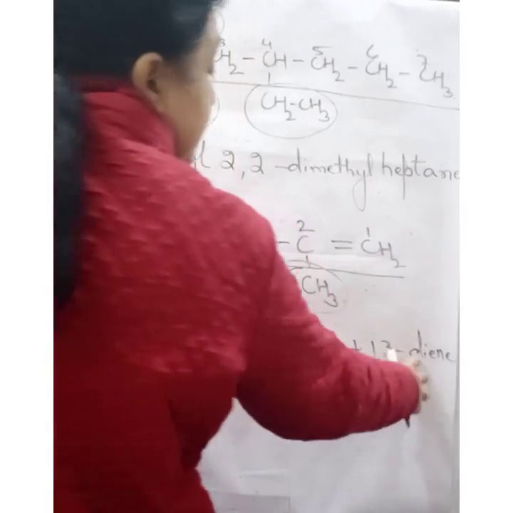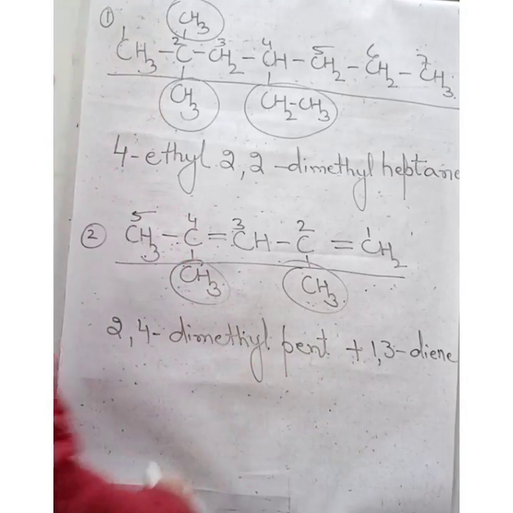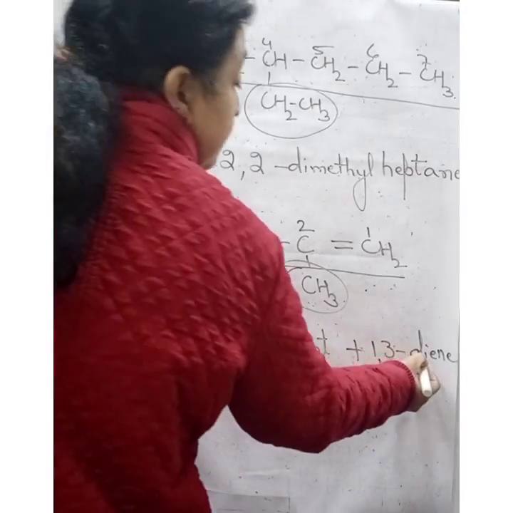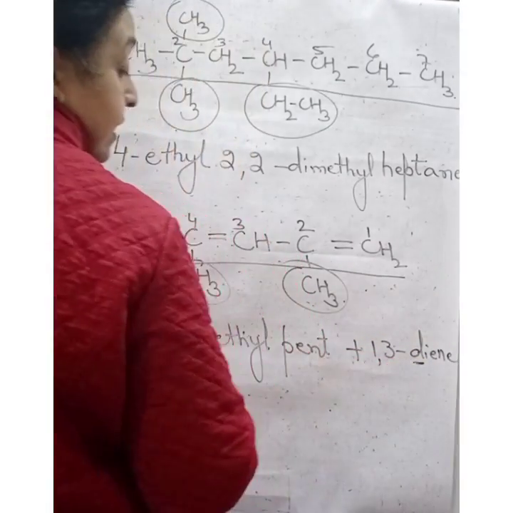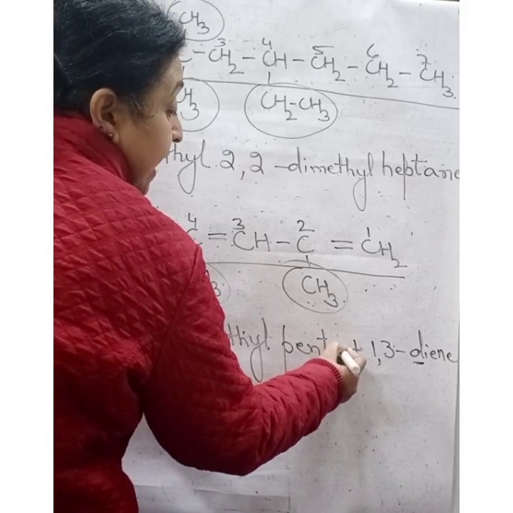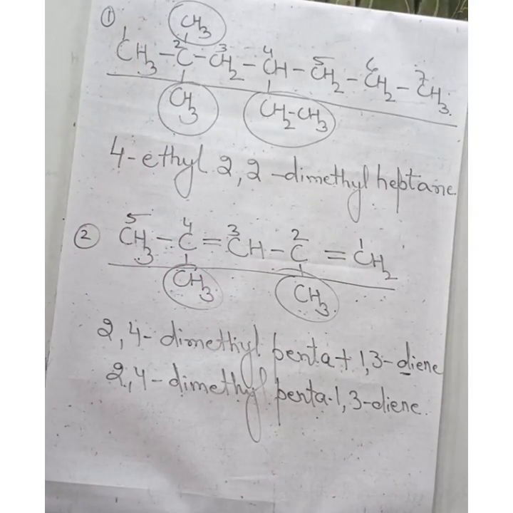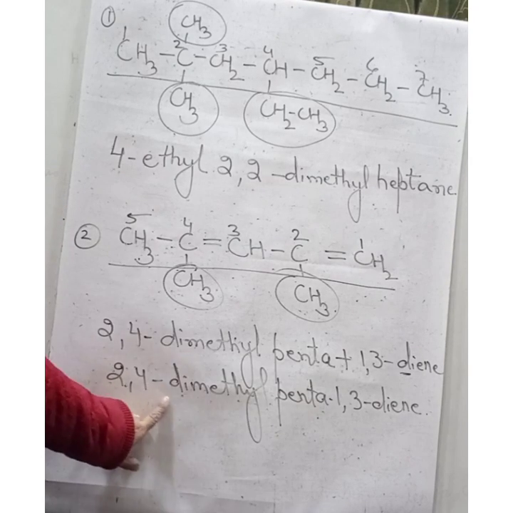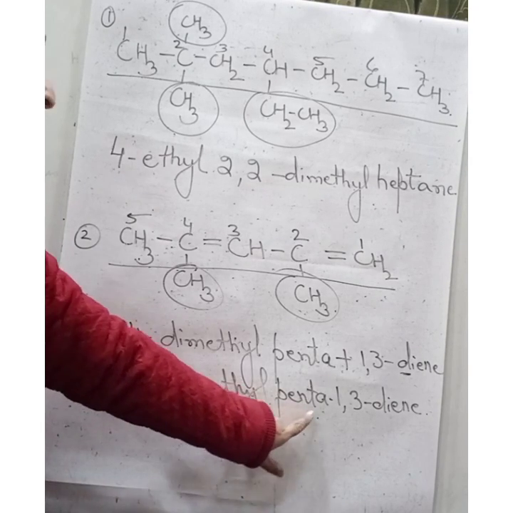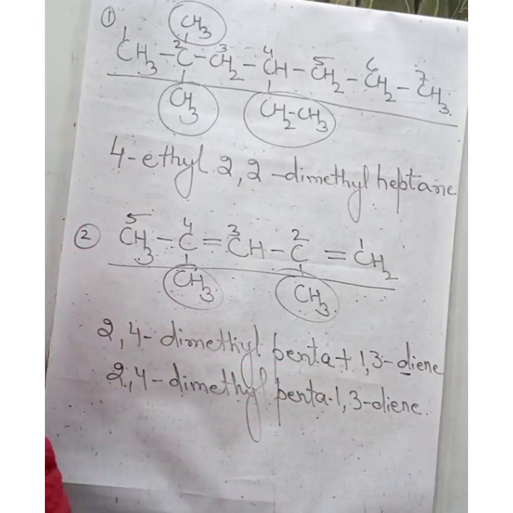But very important: whenever a primary suffix is added to a word root and it begins with a consonant, an extra a is added to the word root. Hence, the name of the compound becomes 2,4-dimethylpenta-1,3-diene.